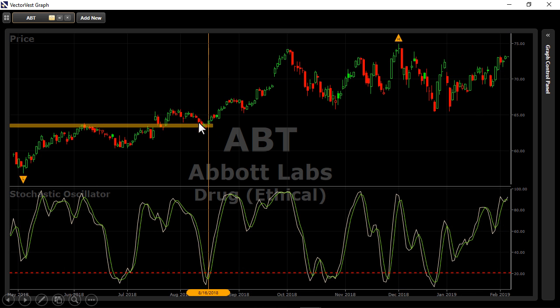So I'm just moving now from left to right. Here was another opportunity. So now what's happening? Not only is stochastics crossing from below 20 to above 20, it's also retracing from a support level as well.